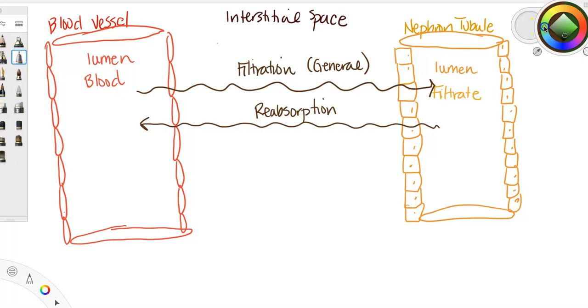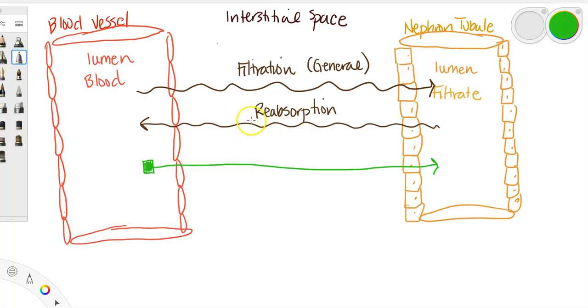Now, another way that things move is just something that's specific. So if a specific thing moves from the blood into the filtrate, that is called secretion. So that's a specific thing being moved from here into the filtrate. No matter what comes out of the filtrate to the blood, it's always reabsorption.